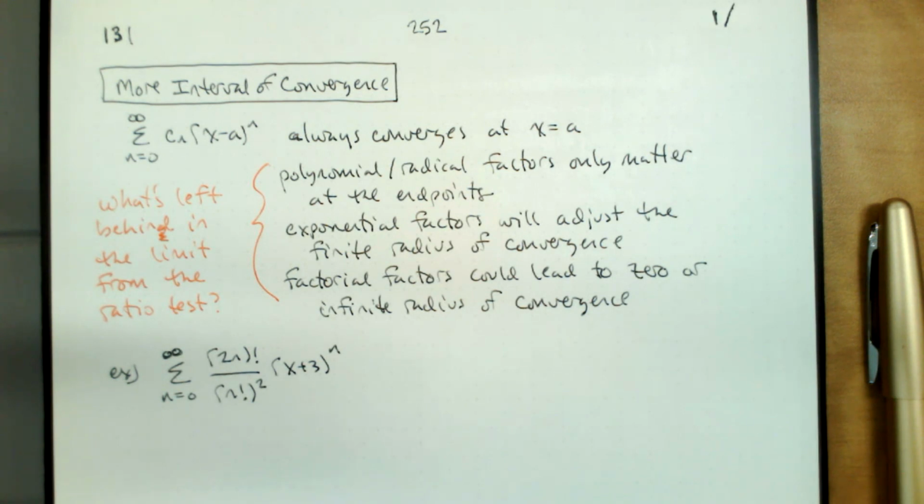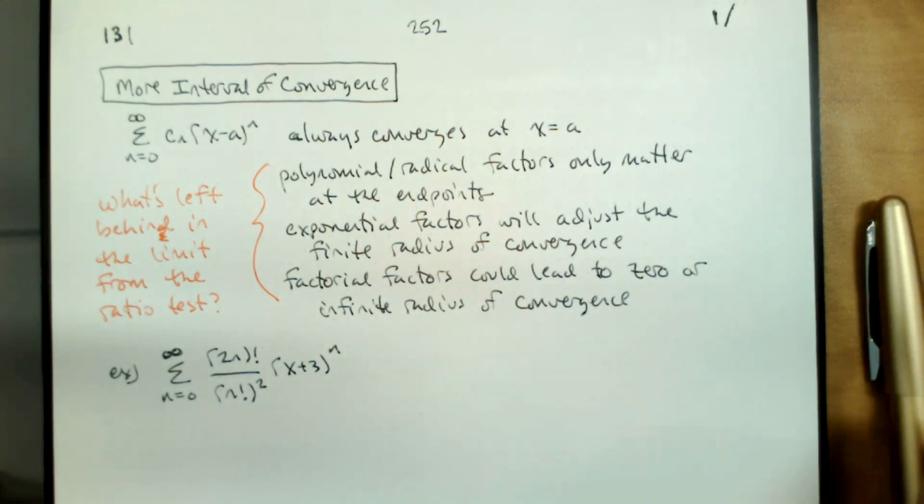If I have a 5 to the n on top and a 4 to the n on the bottom, then we're going to have a 5/4 left in the limit from the ratio test. And then when we solve for the absolute value of x part, we get 4/5 for a radius of convergence. So the exponential parts are balancing themselves out. This example is constructed in such a way that we can see how factorial factors balance out. So let's do a ratio test.